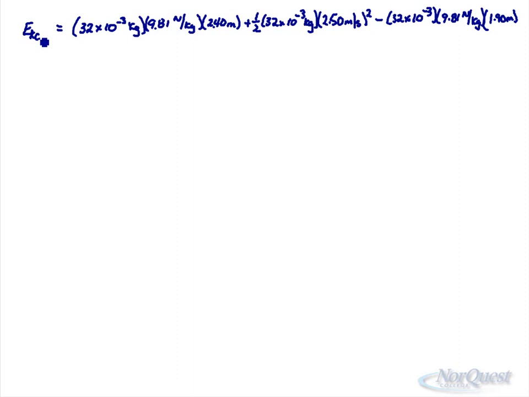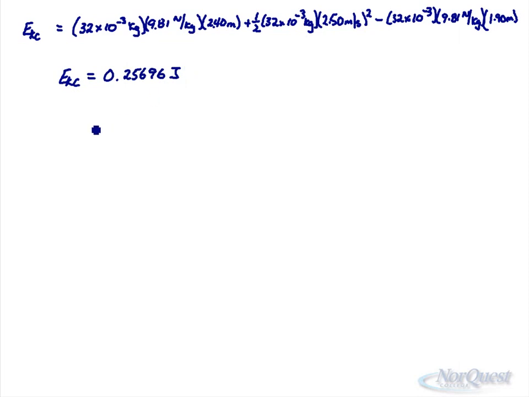0.5 times 32 to the exponent negative 3 times 2.5 squared. Subtract 32 to the exponent negative 3 times 9.81 times 1.9. Should leave me with a kinetic energy, just to check as we go here, of 0.25696 joules.